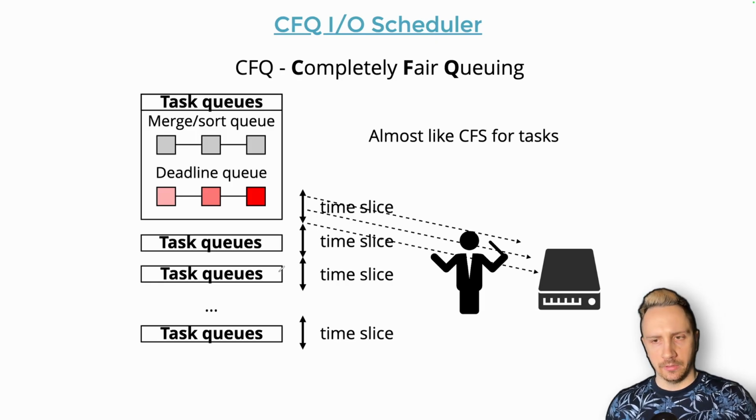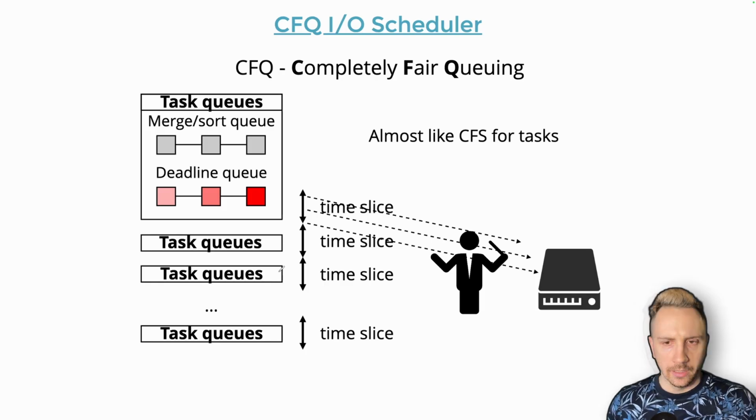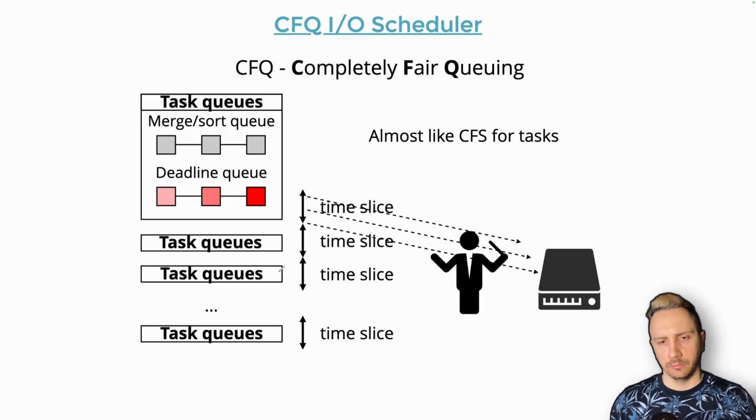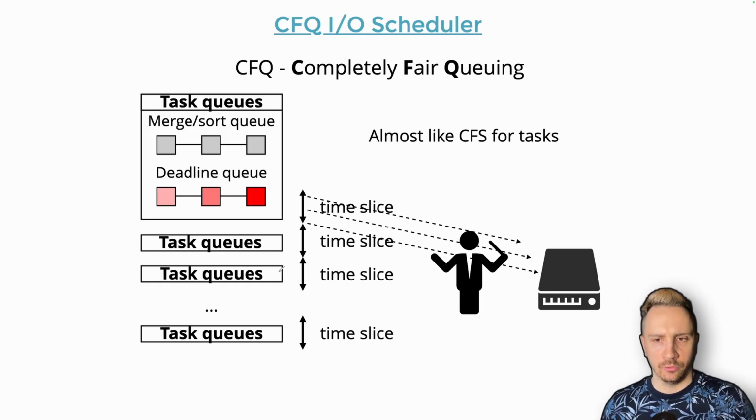And in this scheduler, there are 2 queues for each process. It's not just global queues for a whole device. For every task, there are separate queues. In one queue per task, everything is stored in FIFO order with deadlines, similar to deadline, but it's one queue. In the other, everything is merged as tight as possible, so a merge sort queue.